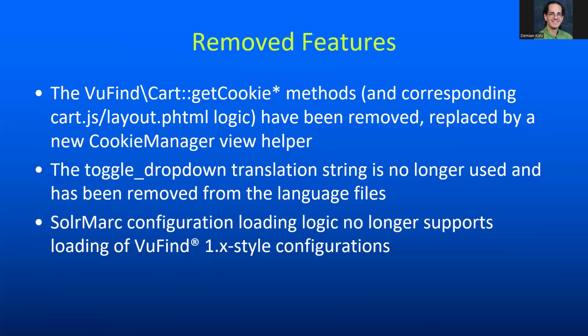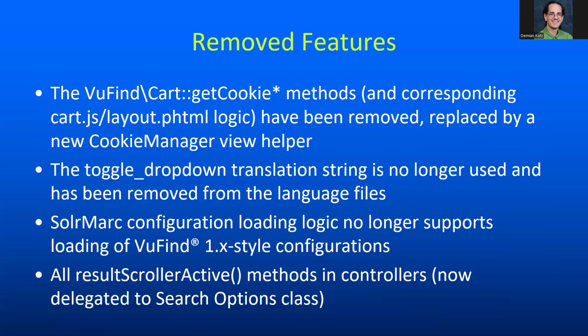SolarMark, our mark indexing tool, no longer supports reading old VuFind 1 style configurations, which really should not affect you at this point. And all of the controllers containing result scroller active methods have been updated to not contain those methods because the search options classes control the availability of the result scroller functionality.